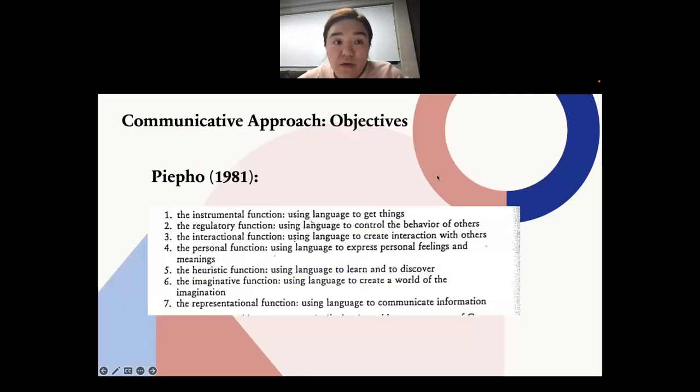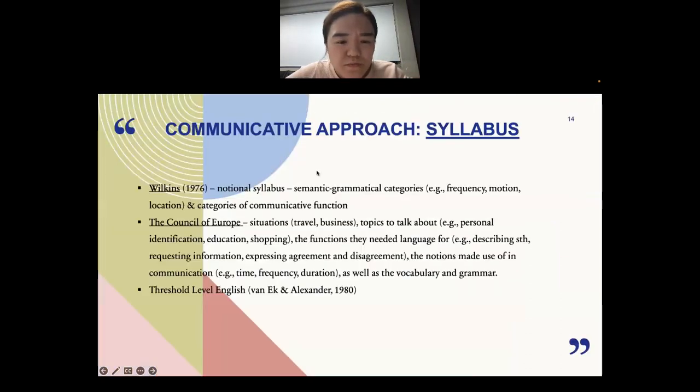And the objectives of the communicative approach, which were described by Finocchiaro and Brumfit in 1981. So, in fact, the instrumental function, as we've also mentioned before, using language to get things, a regulatory one, interactional, personal one, heuristic, imaginative function, then the representational function. Okay, you can have a look at the details here on your own too. Let me move on.